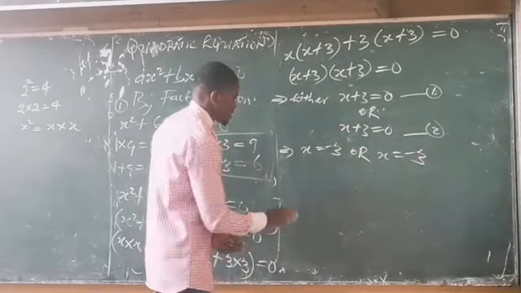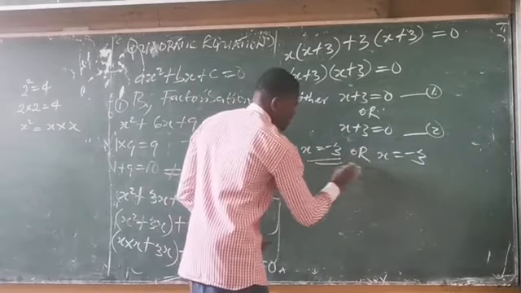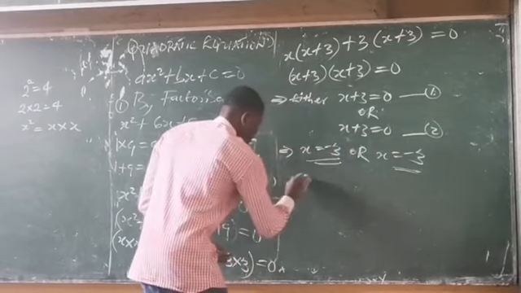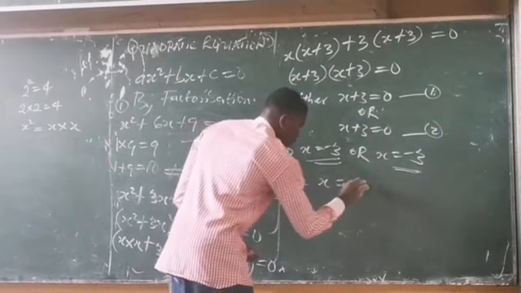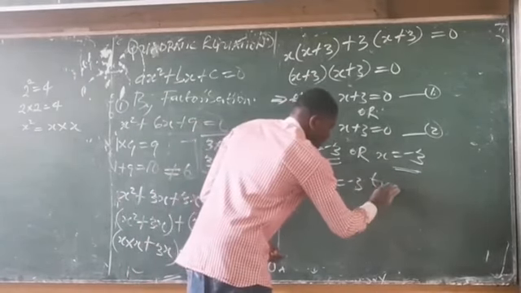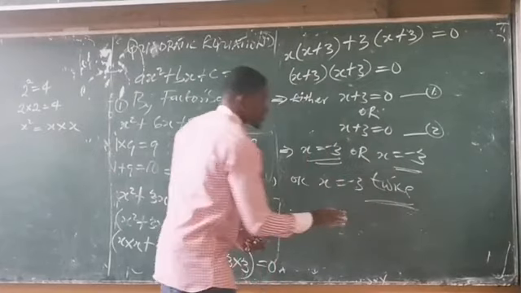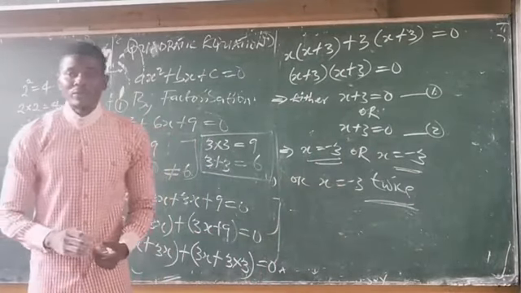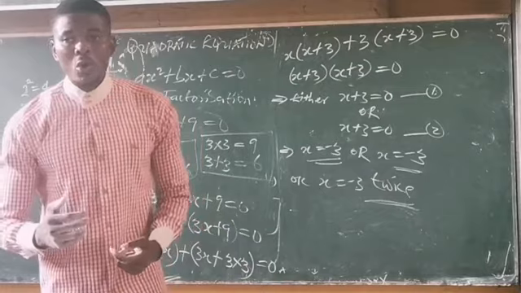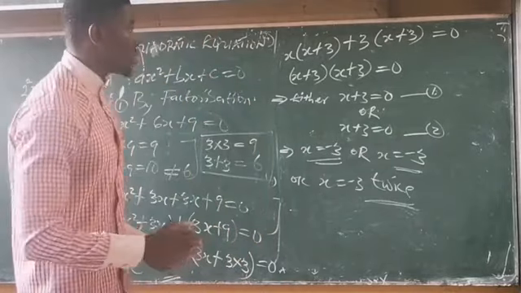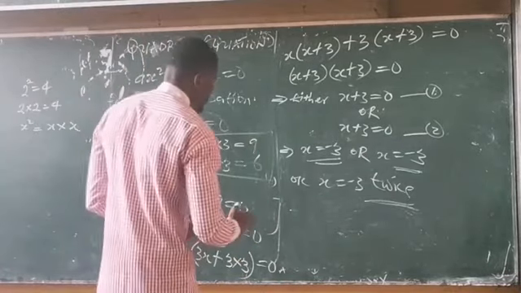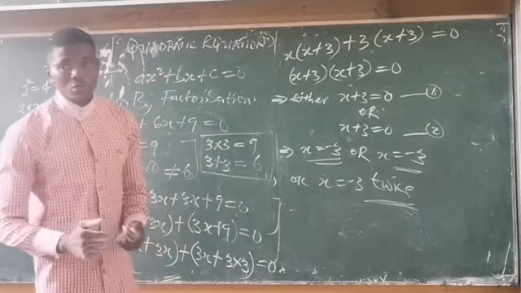So it means that you can simply stop here as the answer, or you can simply say x is equal to minus 3 twice, which means it occurs twice. Okay? So that is how the factorization method for solving quadratic equation is all about.